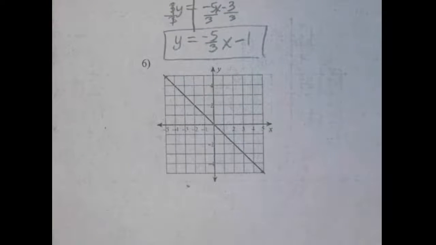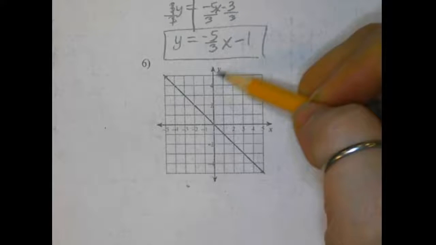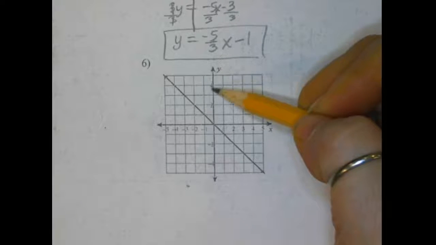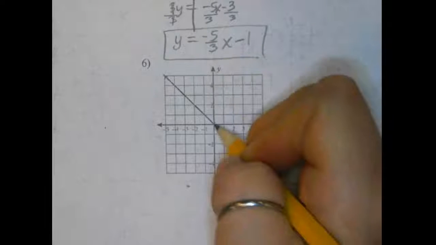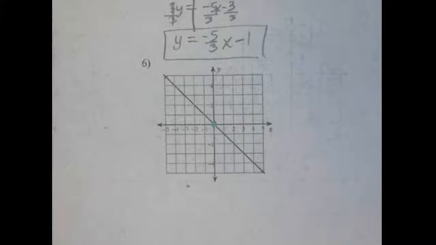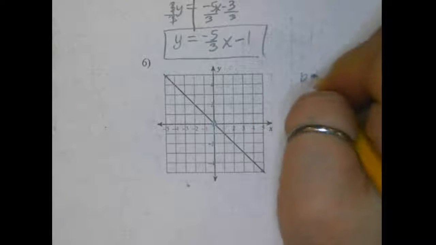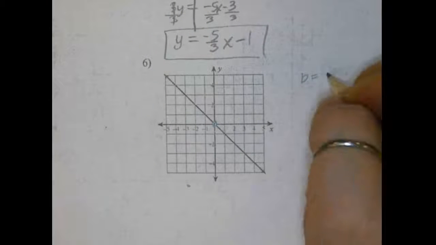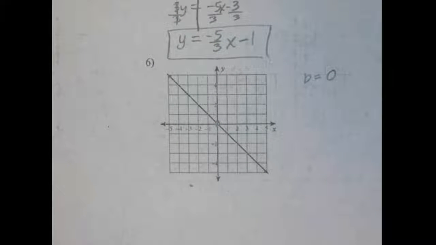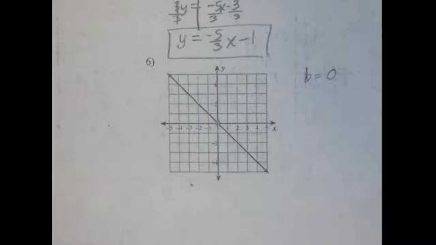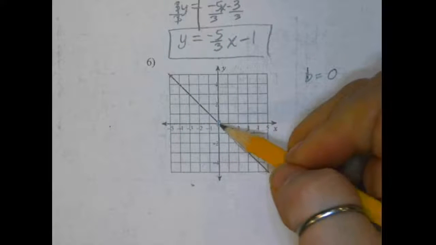Anyway. All right. So let's look at my y-axis. Where does it cross? Right at 0. Okay. So that tells me that b is going to equal what? 0. Which means it won't have a b. We'll see why later. All right. So let's find where else it crosses.